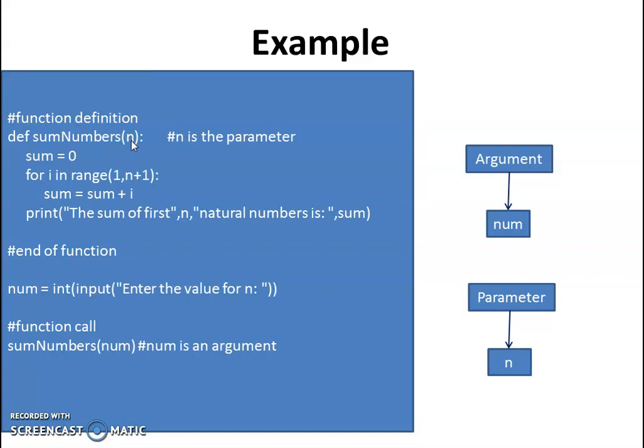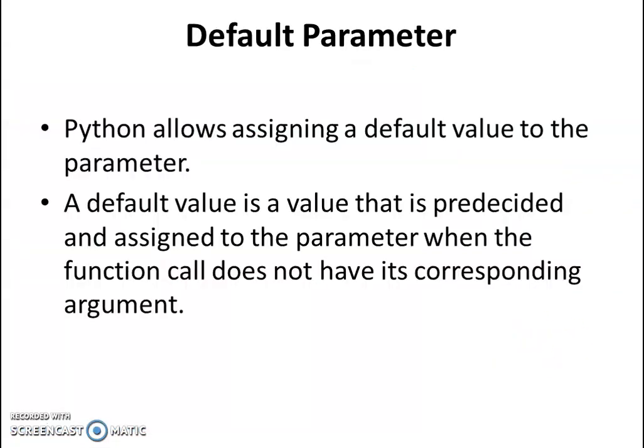So here the argument is num and the parameter is n. This is the difference between argument and parameter. A parameter is declared in the function header, and an argument is passed during function calling. And next we have default parameter.